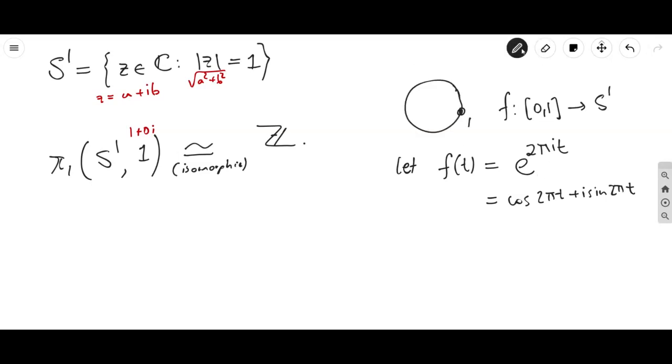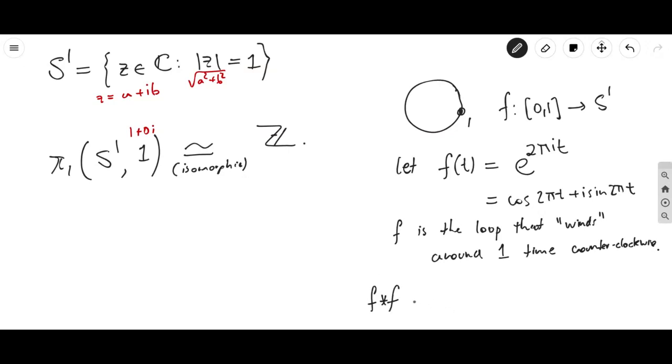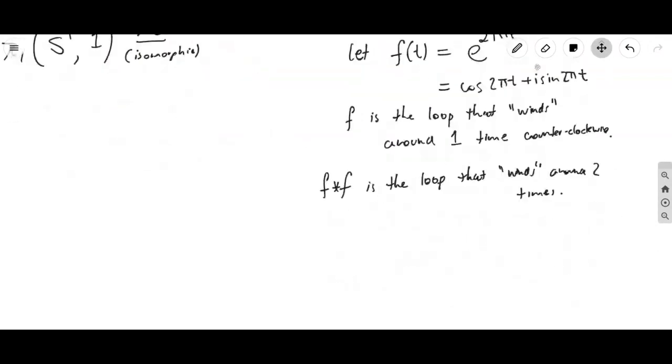But anyway, basically, f is the loop that winds around one time counterclockwise. Now, if you do f juxtaposed with f, twice, this is the loop that winds around 2 times. And you can do a simple calculation here.